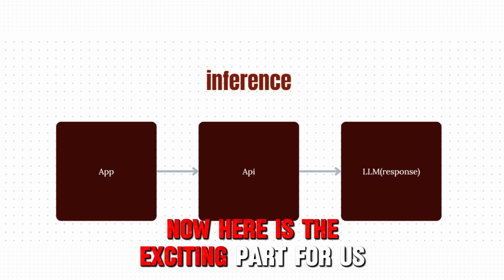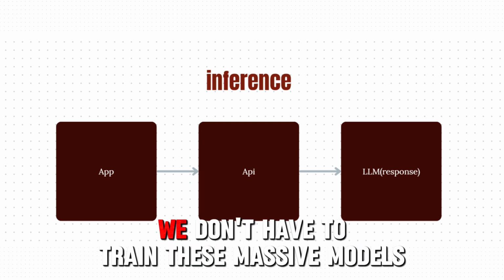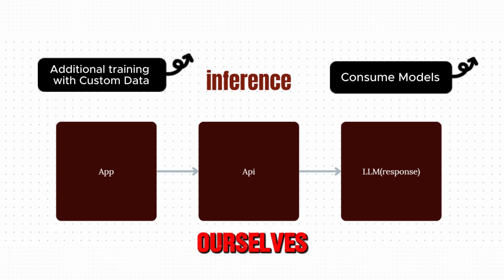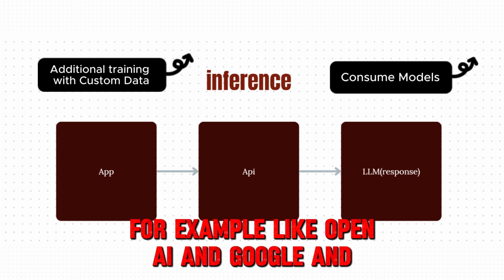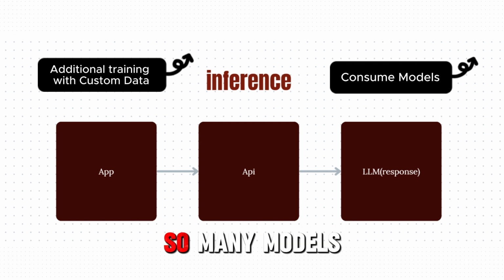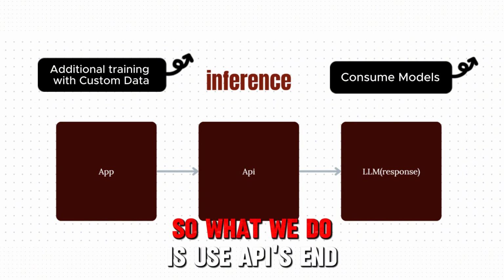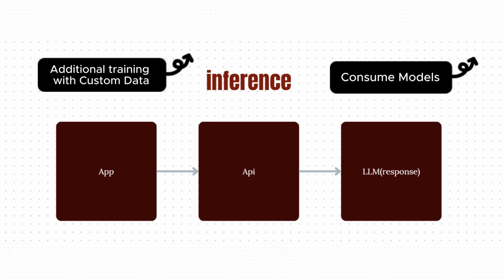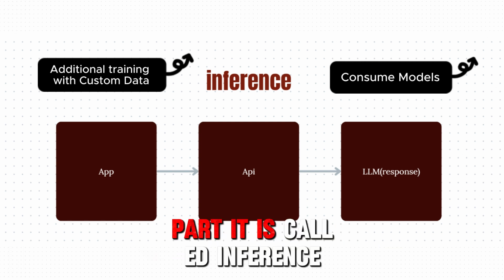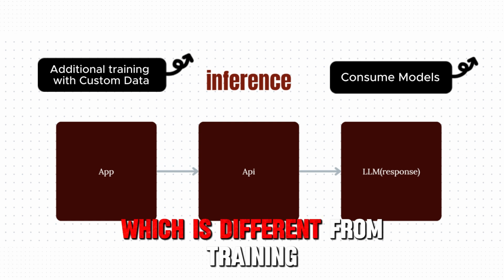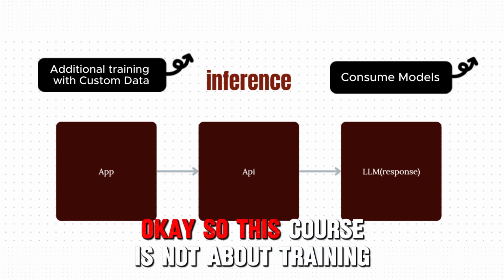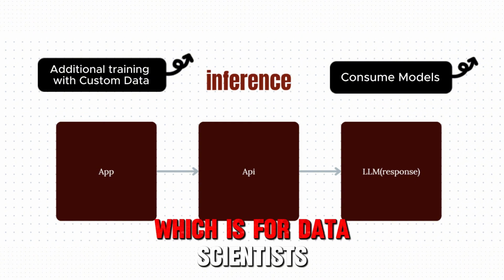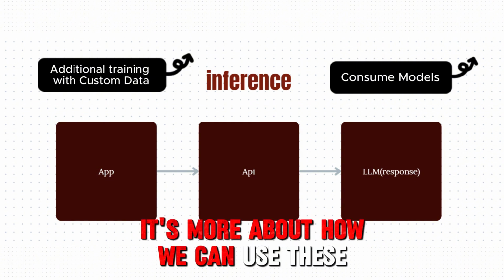Now, here is the exciting part for us as developers. We don't have to train these massive models ourselves. This is for data scientists. But companies like OpenAI, Google and Anthropic have already trained so many models. So what we do is use API endpoints and send a prompt to their model, and the model will generate a response for us, which is the LLM part. This is called inference, which is different from training. So this course is not about training the model, which is for data scientists. It's more about how we can use these models.